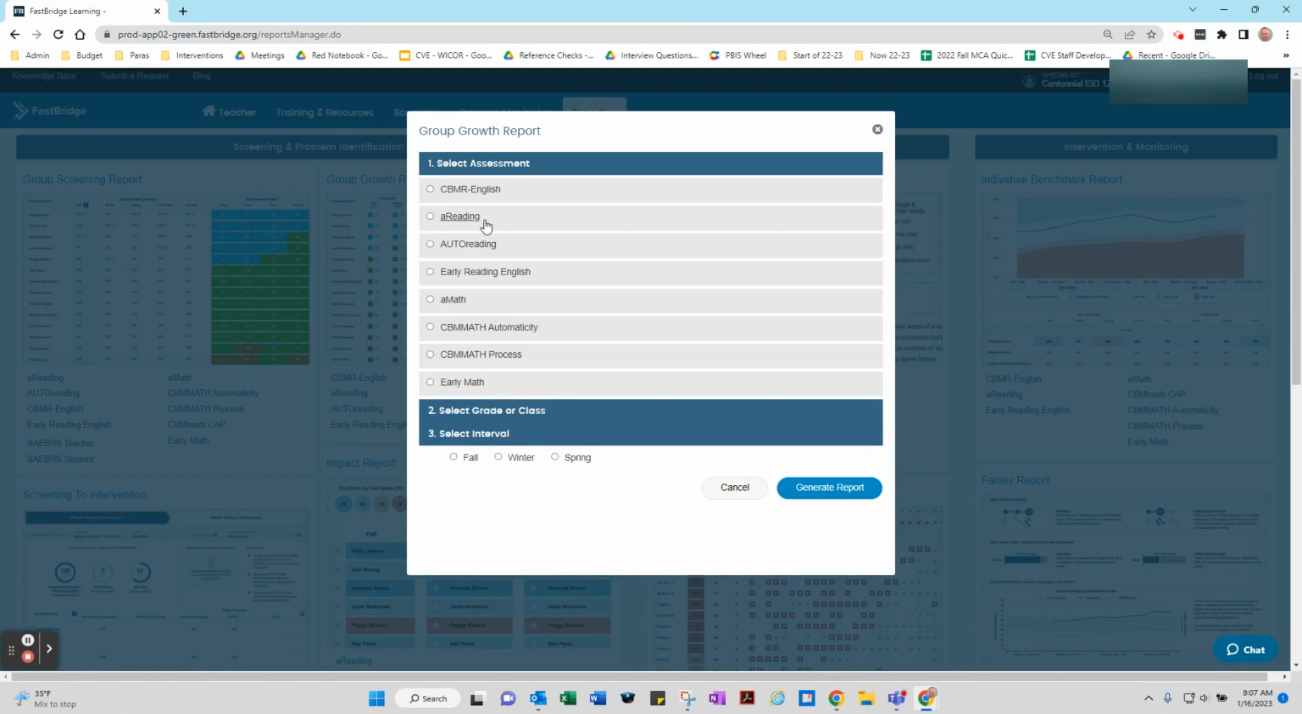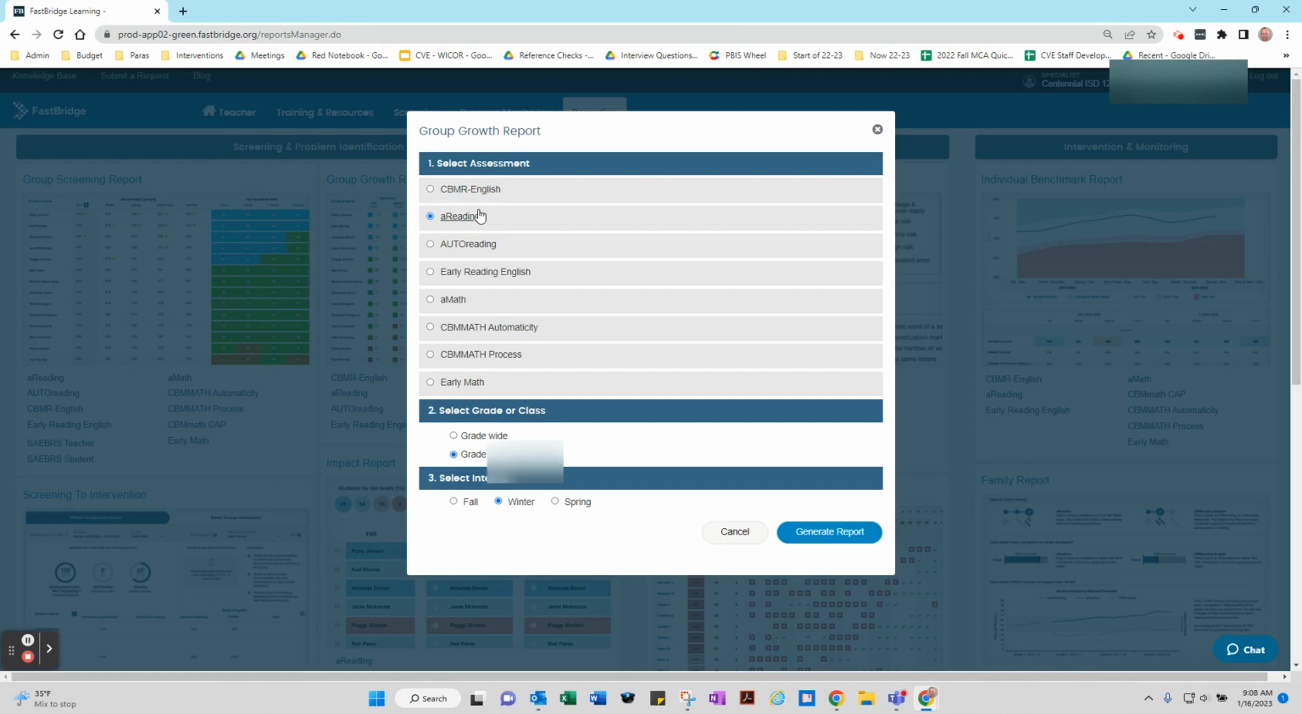If you are in 2nd through 5th grade, you'll click aReading. And if you're in K-1, you're going to choose earlyReading. Clearly, you could go do this with math. And if you want to go back and do the CBM, you could also. Since this is an older grade level, we're going to choose aReading.